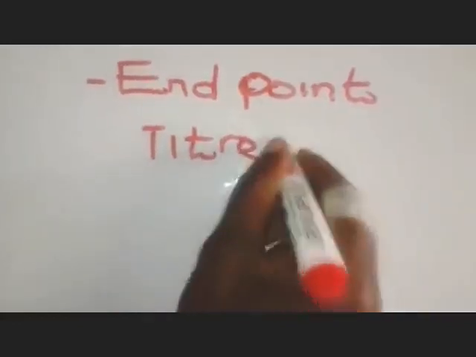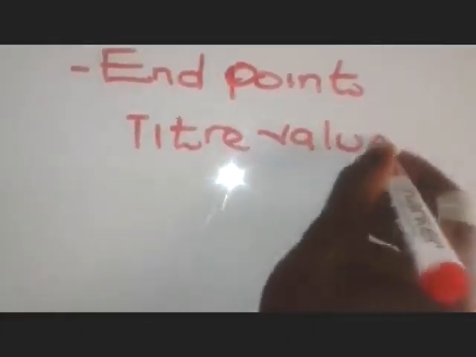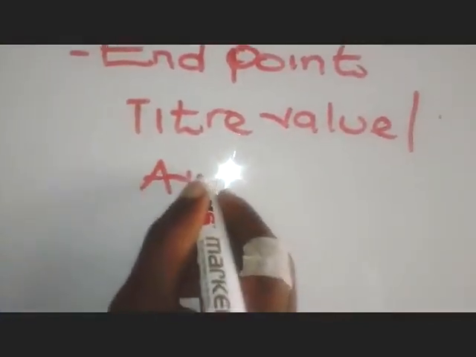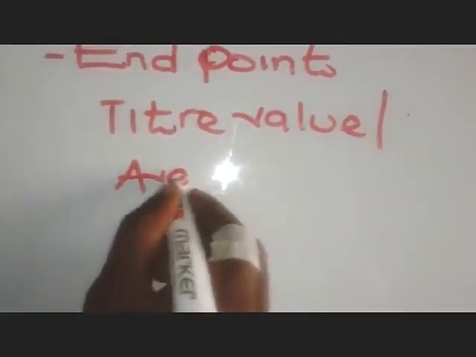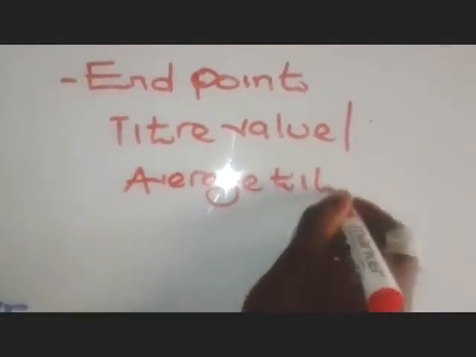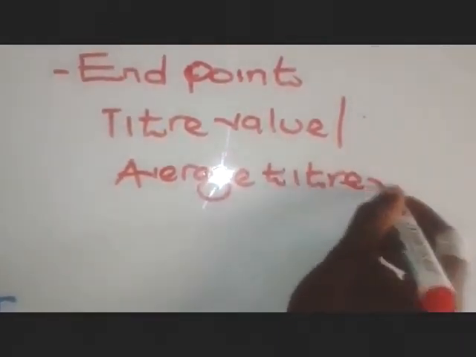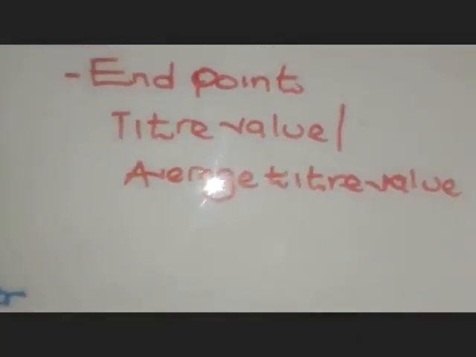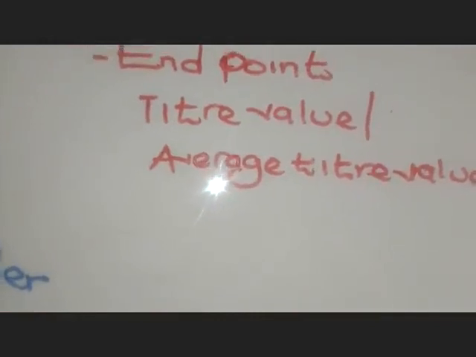There we shall get the end point, which we are going to use as what we are calling our titer value. Or you can even call it average titer value. We are going to focus a lot on the end point, which we are going to obtain by using these indicators.